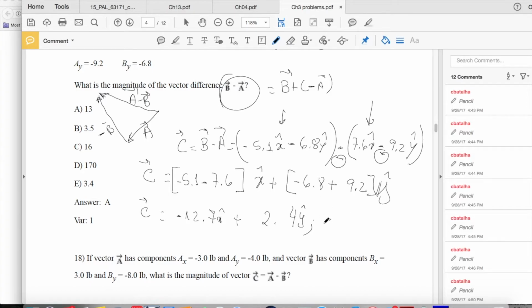So the magnitude of this vector C, then you apply Pythagoras, the square root of negative 12.7 squared plus 2.4 squared. And if the angle were asked, the tangent of the angle would be the rise over run. In other words, 2.4 divided by negative 12.7. Then you would find which angle that represents.